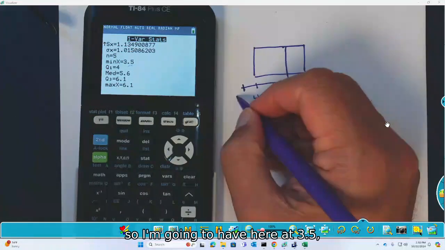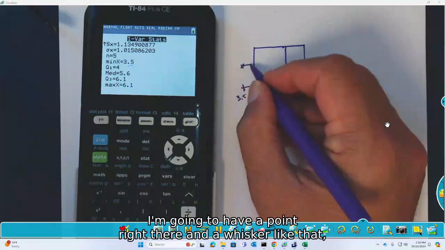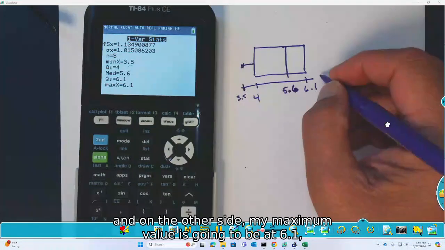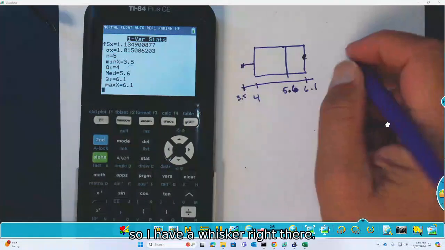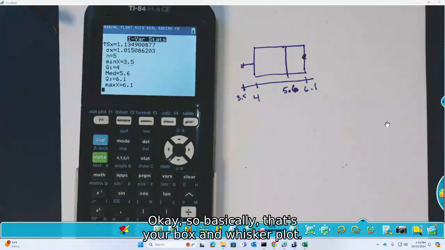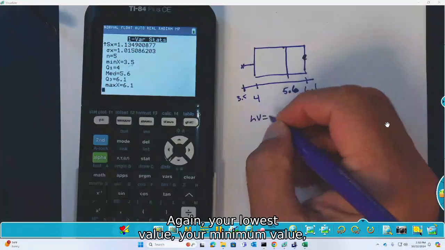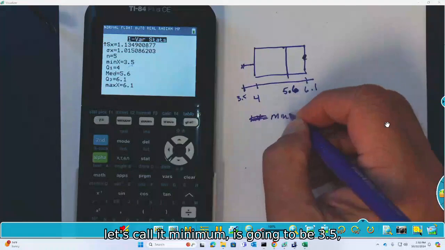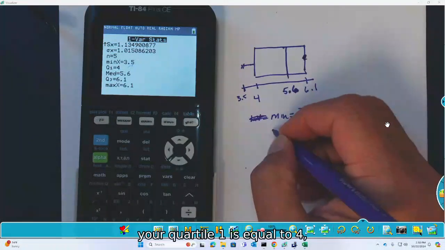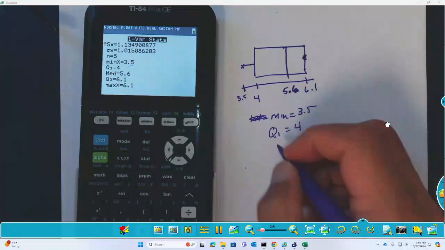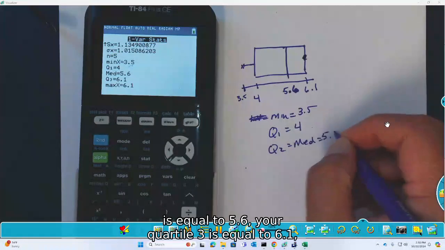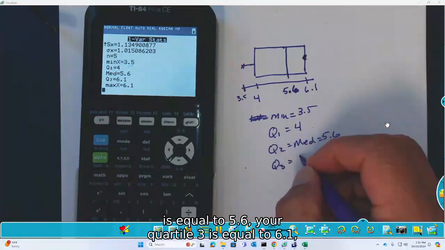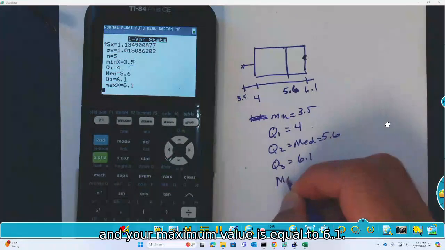So at 3.5, I'm going to have a point right there and a whisker like that. On the other side, my maximum value is going to be at 6.1, so I have a whisker right there. Basically that's your box and whisker plot. Again, your minimum value is 3.5. Your quartile 1 is equal to 4. Your quartile 2, which is the same thing as your median, is equal to 5.6. Your quartile 3 is equal to 6.1. And your maximum value is equal to 6.1.